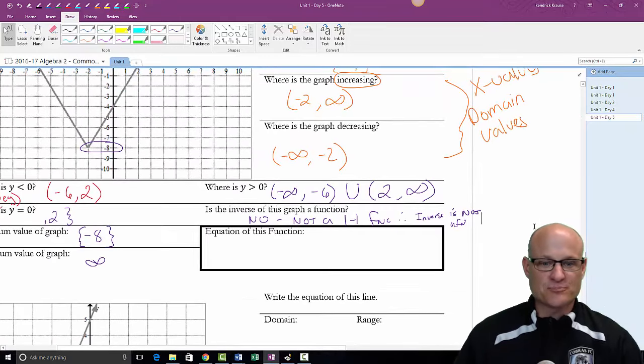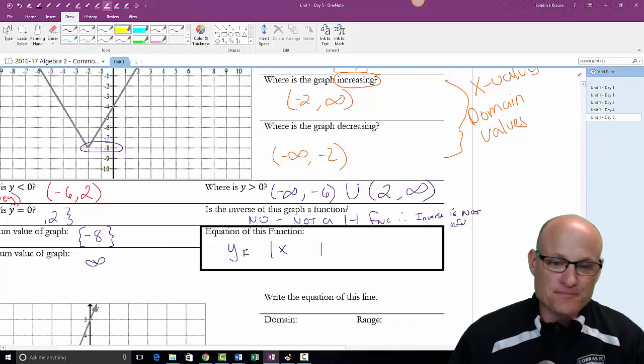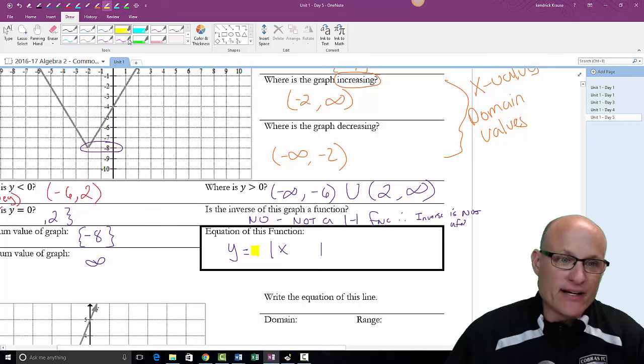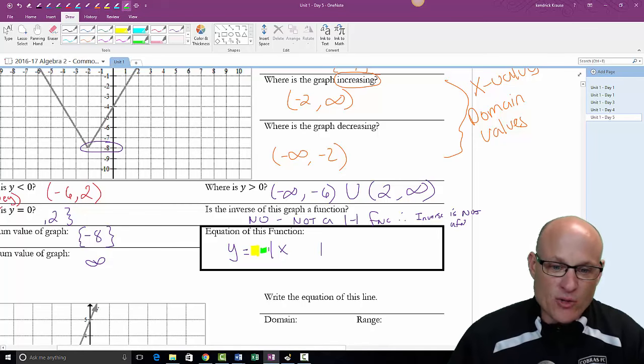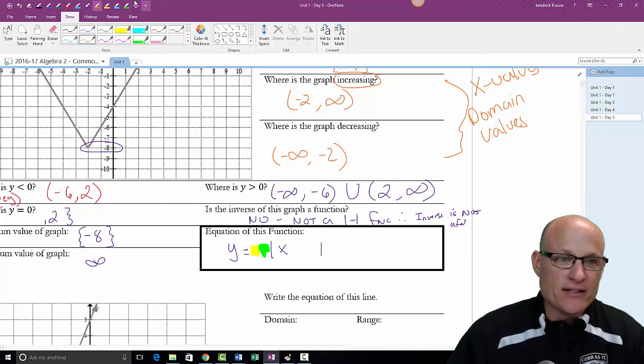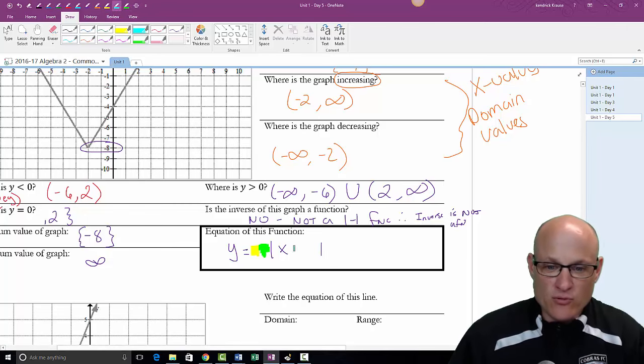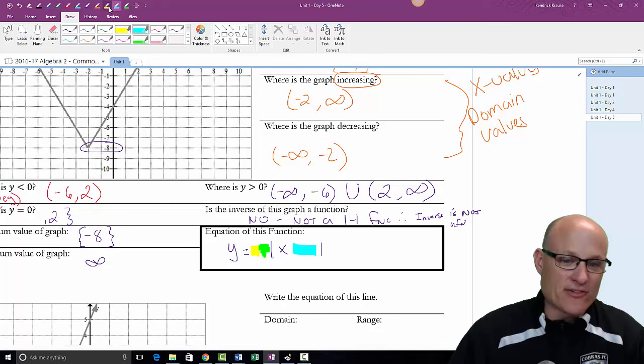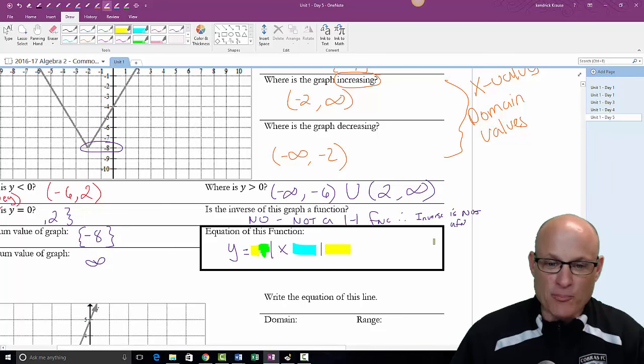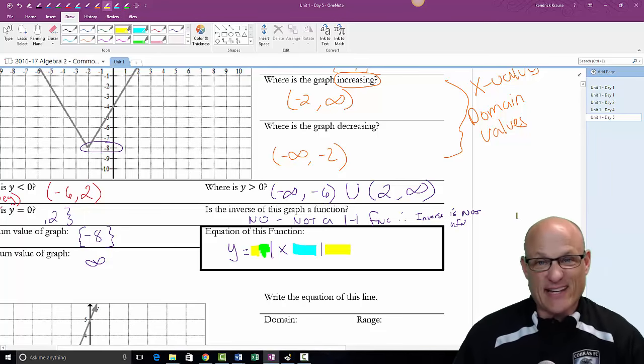All right, so let's talk about what this graph's going to look like. Okay, so we know it's an absolute value function. So let's start with that idea. Absolute value of x. So I have to decide, do I need a negative? Do I need a number? Did it move left or right? Did it move up or down? So those are 4 things I have to decide on.